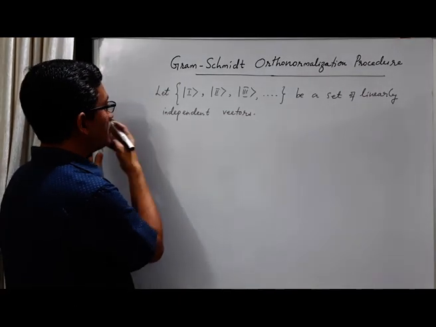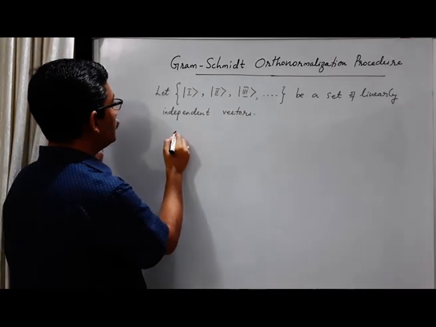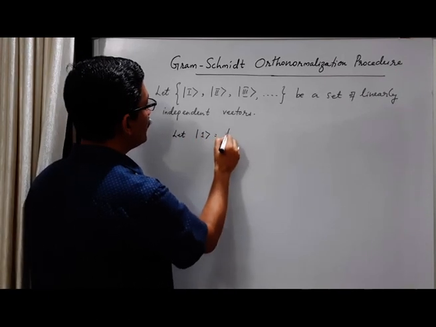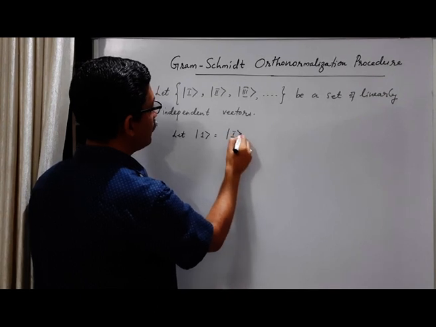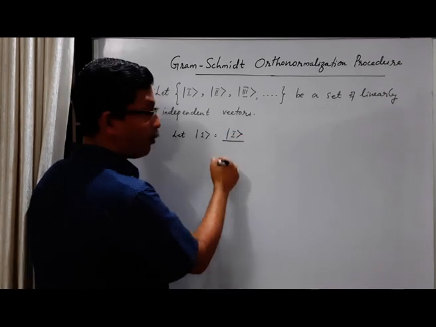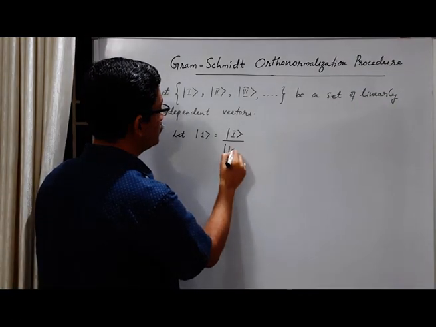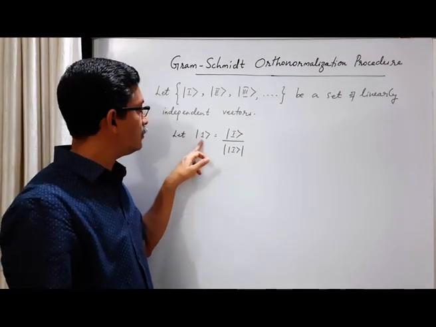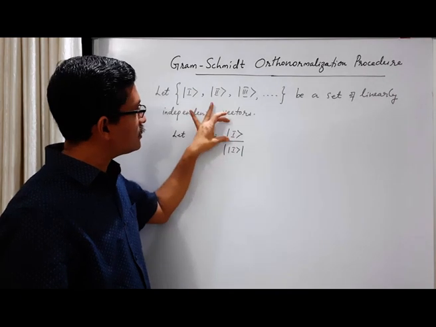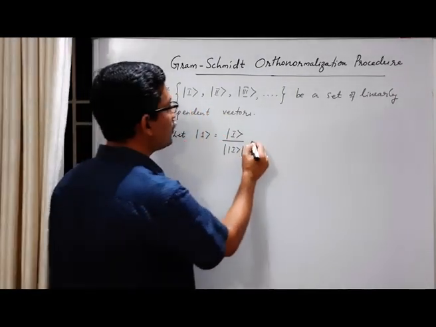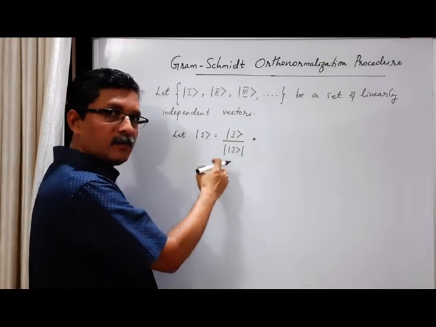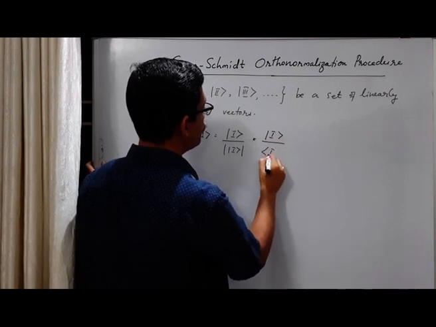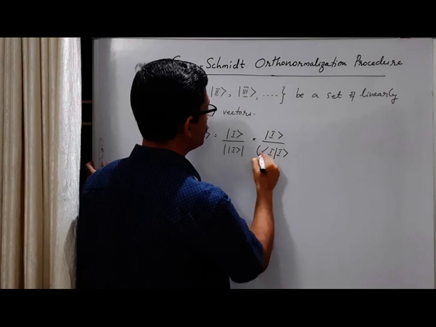So what we are going to do is let ket 1 equal ket Roman numeral 1 divided by its norm. So ket 1, this Arabic numeral 1, is equal to ket 1 by its modulus. And how do you get the modulus? Take the inner product of this vector with itself and take the square root. That is ket 1 divided by the square root of the inner product of 1 with itself.